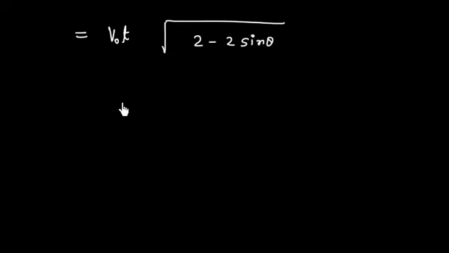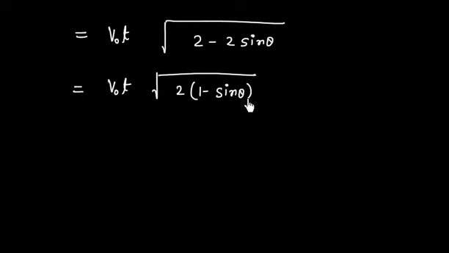So if we simplify even more, we will have v0 t under root 2 into 1 minus sin theta. So this is the distance between the two points A and B. So this is the distance between the two objects after time t.